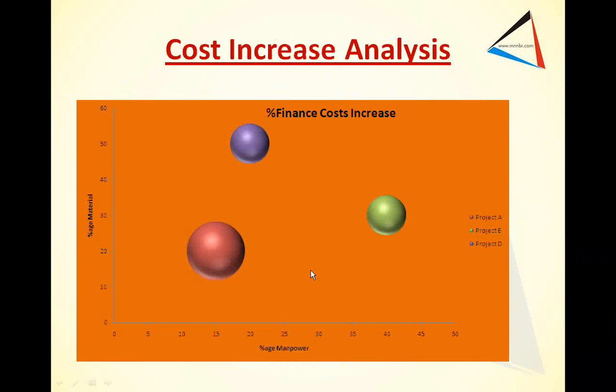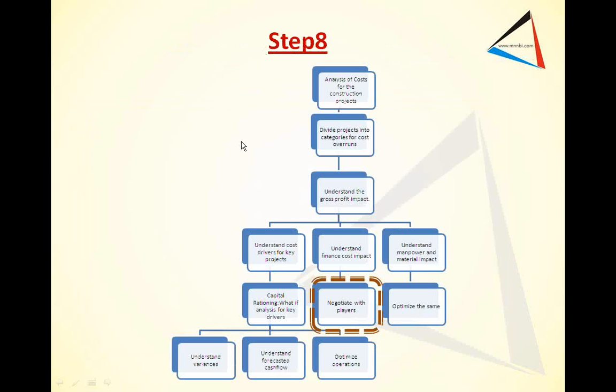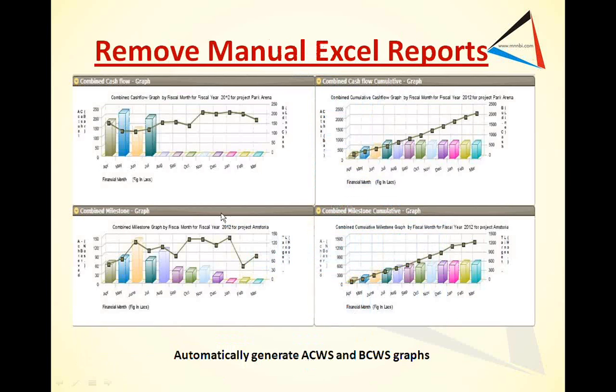Then we look at the financial cost impact. So then we look at the percentage of material being used and the percentage of manpower. And here we see that the financial cost increase for project A is the maximum. And for project E, it's the manpower, and for project D, it's actually the material.